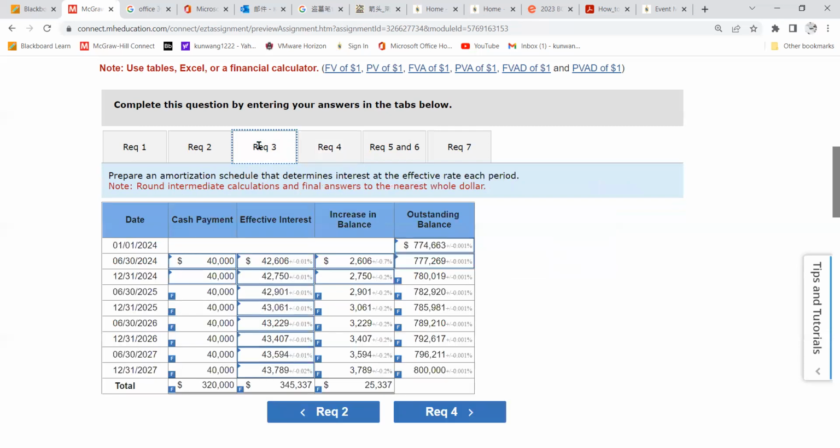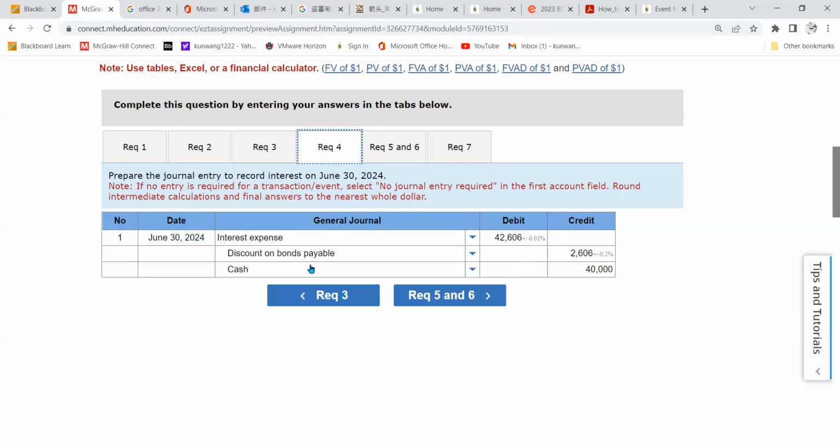Because if you see the trend, the amortization will become larger, right? So larger and larger, gradually increasing. That's also the amortization, and the effective interest will be larger over the time. The first time is the smallest. And discount amortization will appear on the credit side.